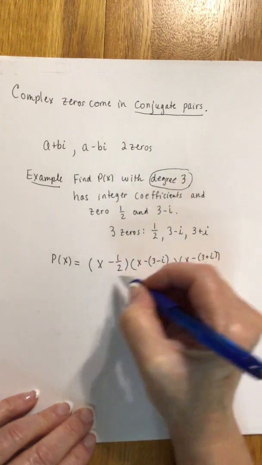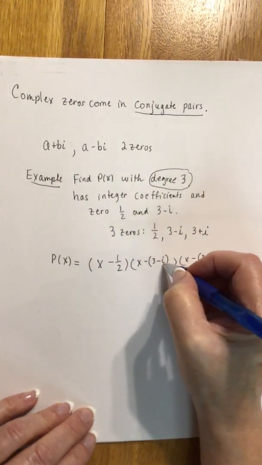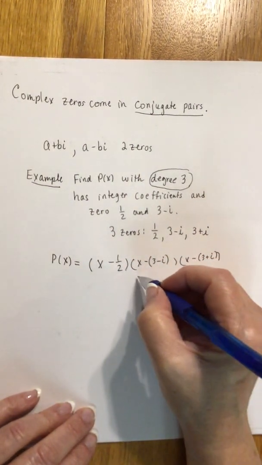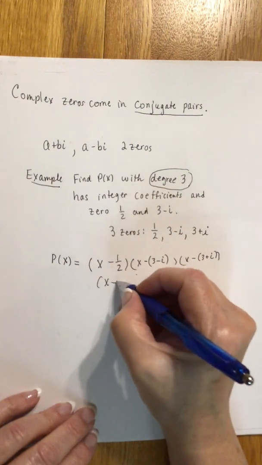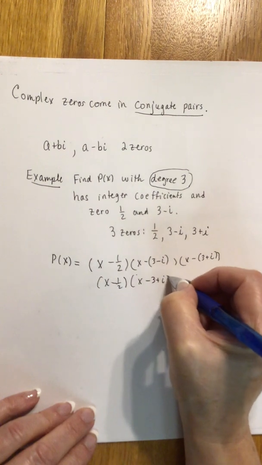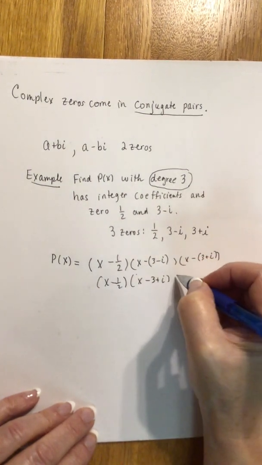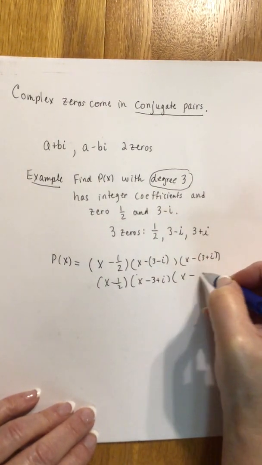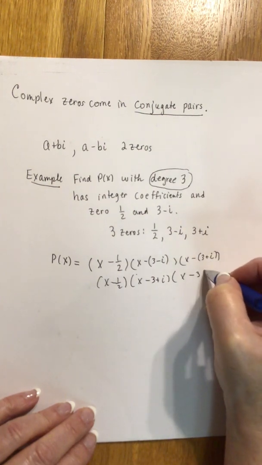Now remember I told you before we don't want to leave this where the minus sign is like that. So we're going to put it as x minus 1/2, x minus 3 plus i, because negative times negative is a positive i, and x minus 3 minus i.